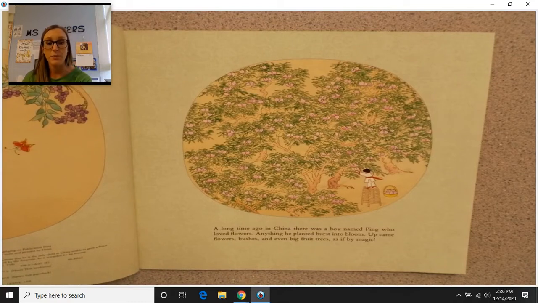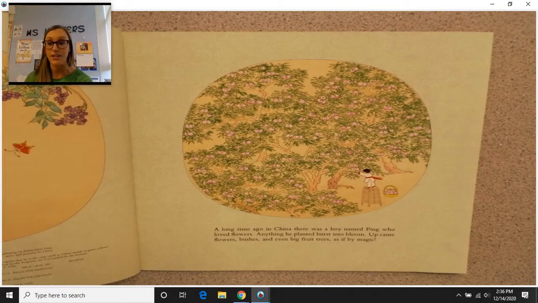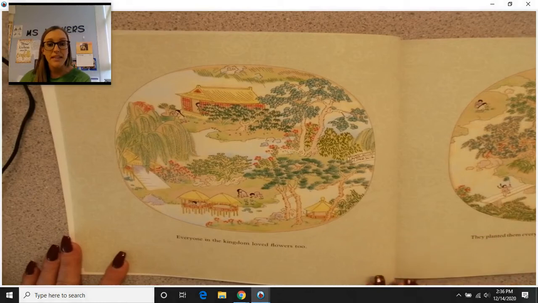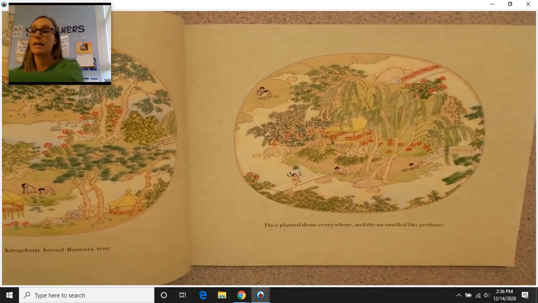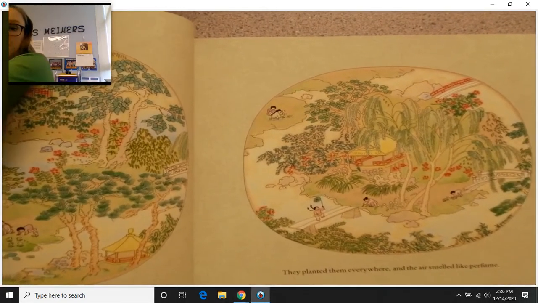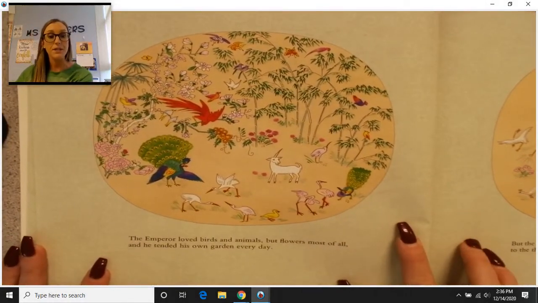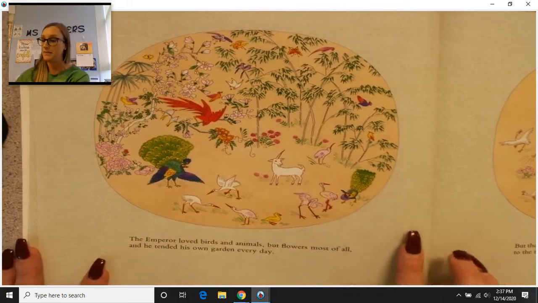A long time ago in China, there was a boy named Ping who loved flowers. Anything he planted burst into bloom. Up came flowers, bushes, and even big fruit trees, as if by magic. Everyone in the kingdom loved flowers too. They planted them everywhere, and the air smelled like perfume. The emperor loved birds and animals, but flowers most of all, and he tended his own garden every day.